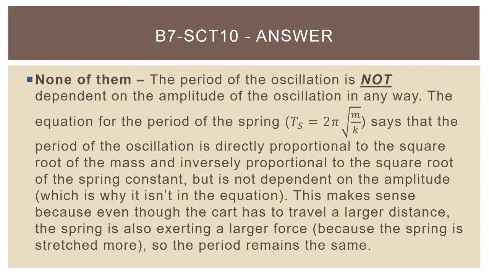The equation for the period of the spring is 2 pi times the square root of m over k. And it says that the period of the oscillation is directly proportional to the square root of the mass and inversely proportional to the square root of the spring constant, but is not dependent on the amplitude, which is why it isn't in the equation. This makes sense because even though the cart has to travel a larger distance, the spring is also exerting a larger force because the spring is stretched more, and so the period remains the same.